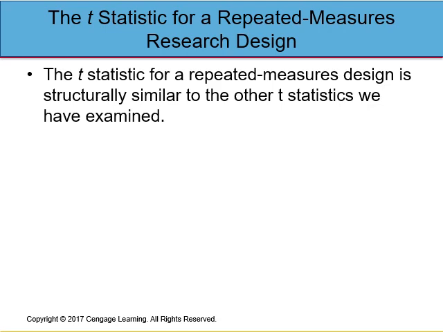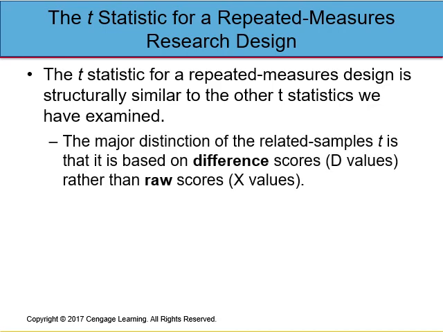The t-test for a repeated measures research design is very similar to the t-statistic we examined for a single sample with the population, the first set of equation column on your formula sheet. The major distinction of the related samples t-test is it's based on difference scores, which give you a D, rather than raw scores, which give you an X. Otherwise, you'll notice the equations are almost identical.